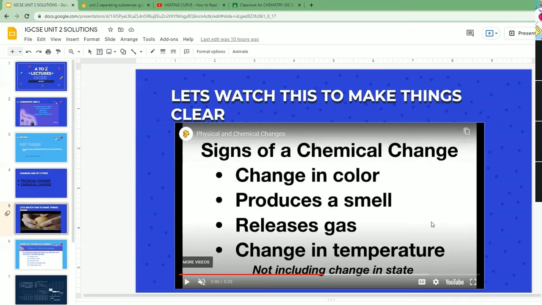Okay, so if you see these four signs, there are more signs too, but these four are important. If you see these four changes, this means a chemical change has occurred there. Okay, clear? Thumbs up from everyone?